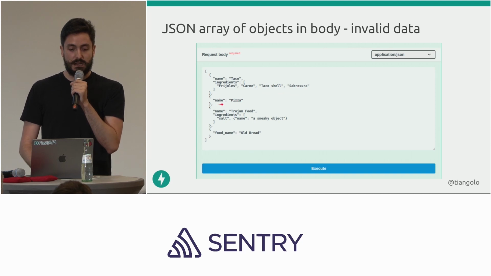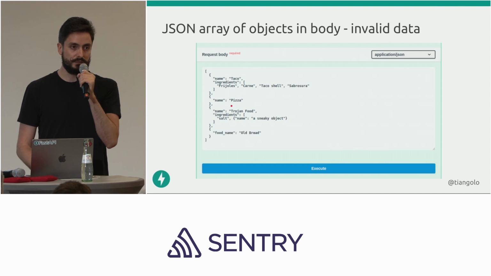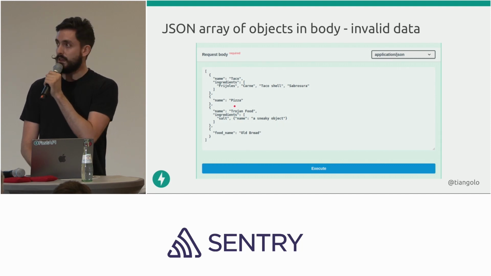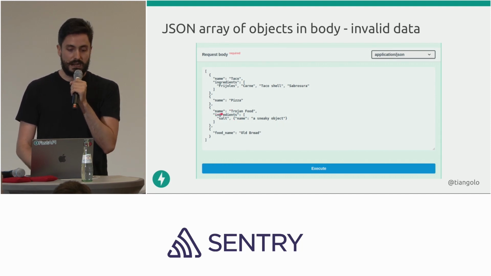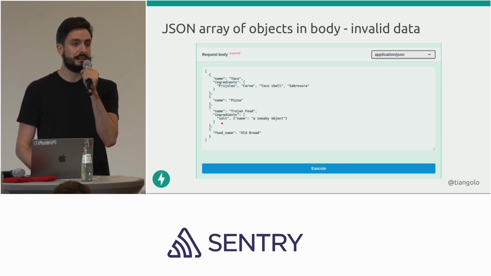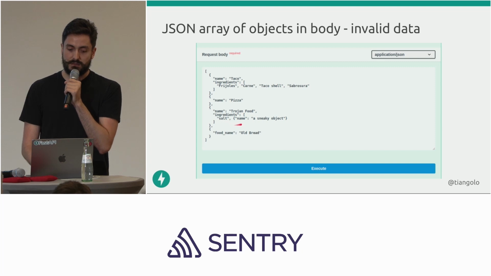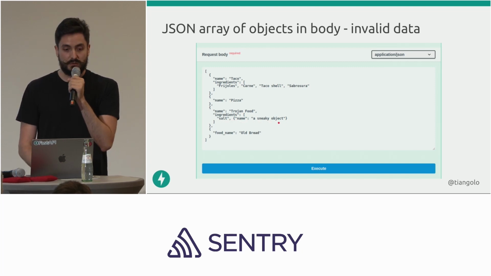The second item has a name, this is a string. This one doesn't have ingredients, but ingredients had a default value, so they are not required. The next item has the name, this is a string, this is fine. Then ingredients is a list, this is fine. The first ingredient is salt, this is fine. But the second ingredient, this is actually a sneaky object, so this is not a string. So this is not valid.